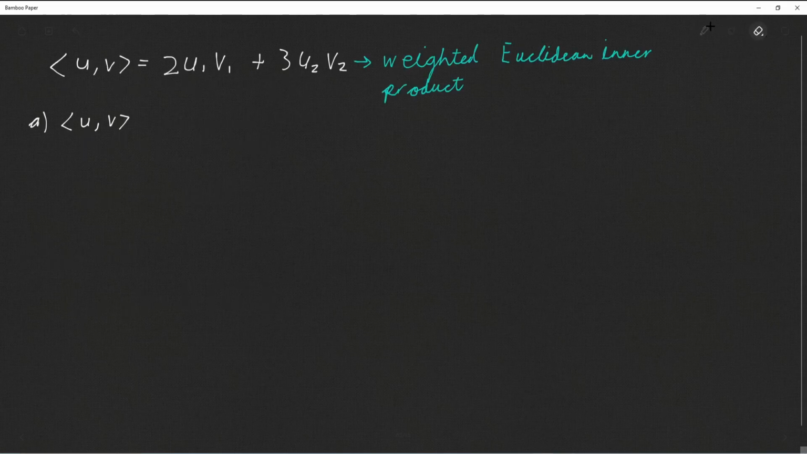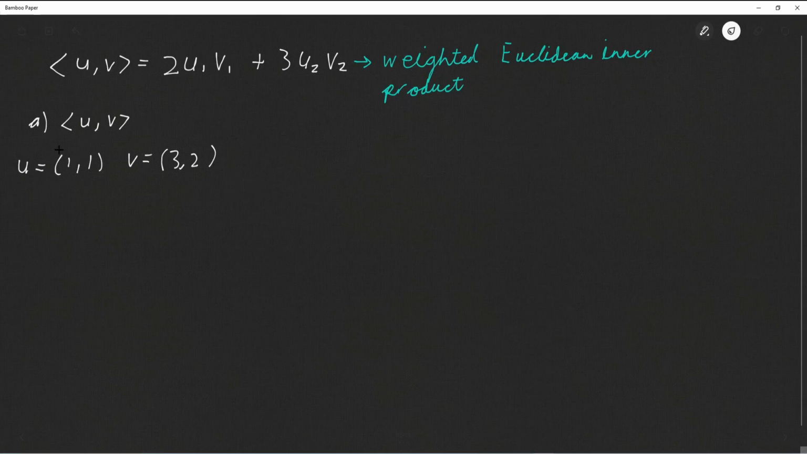So now we have this weighted Euclidean inner product, which is saying that our inner product of u and v is going to be equal to 2 multiplied by u1 and v1 plus 3 multiplied by u2, v2. So for here, if we set our u as equal to 1 and 1, and our v is equal to 3 and 2, we're able to solve part A.